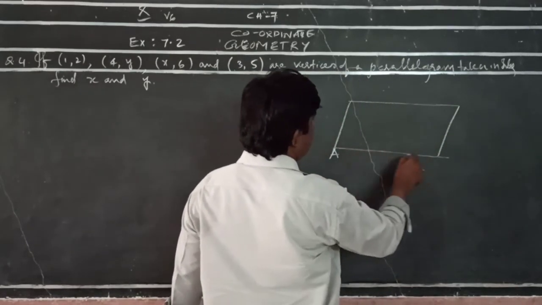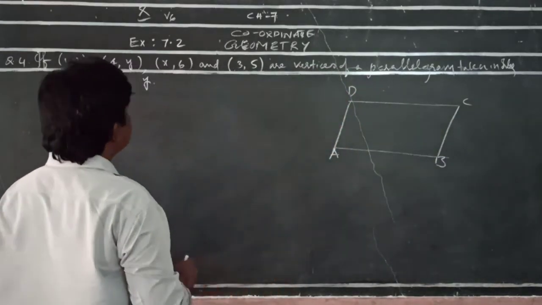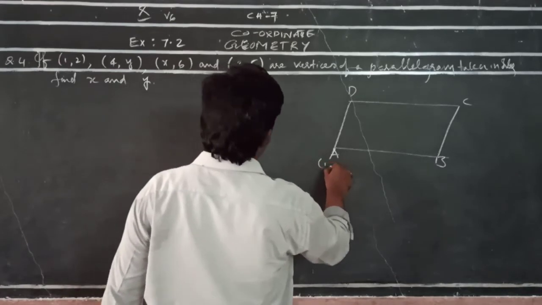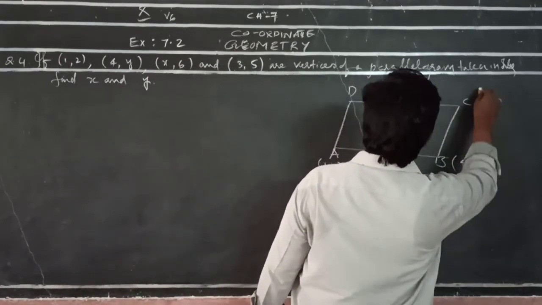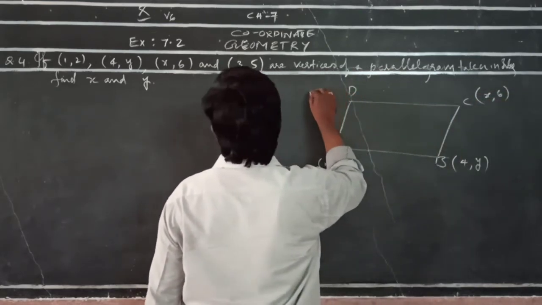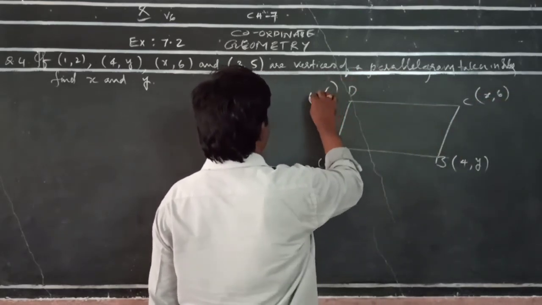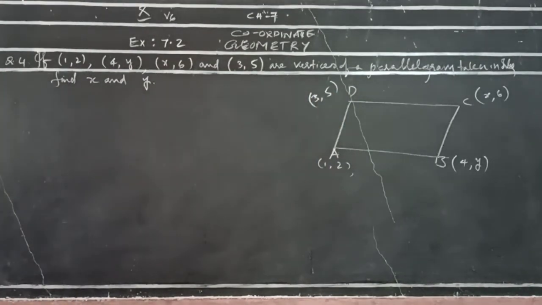So A, B, C, D. In this, A is the ordered pair (1, 2), B is (4, y), C is (x, 6) and D is (3, 5). So how can we find the x value and the y value?